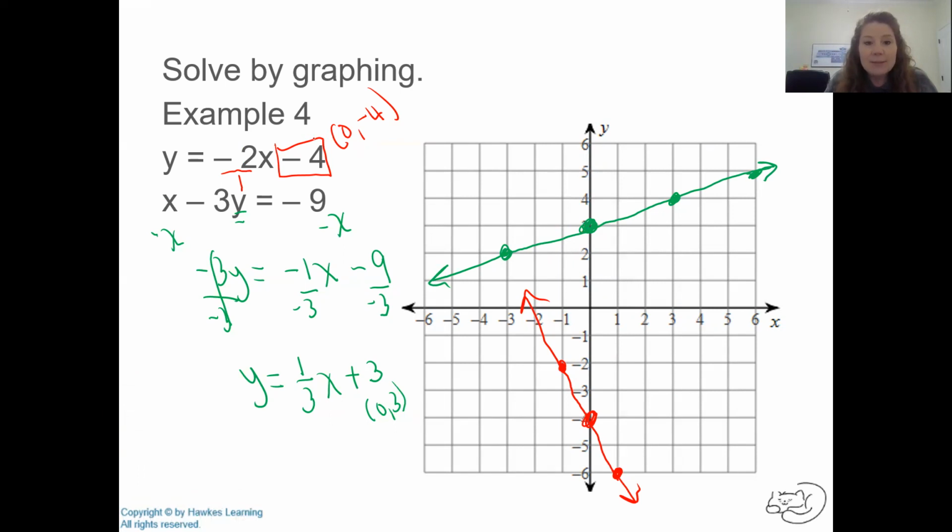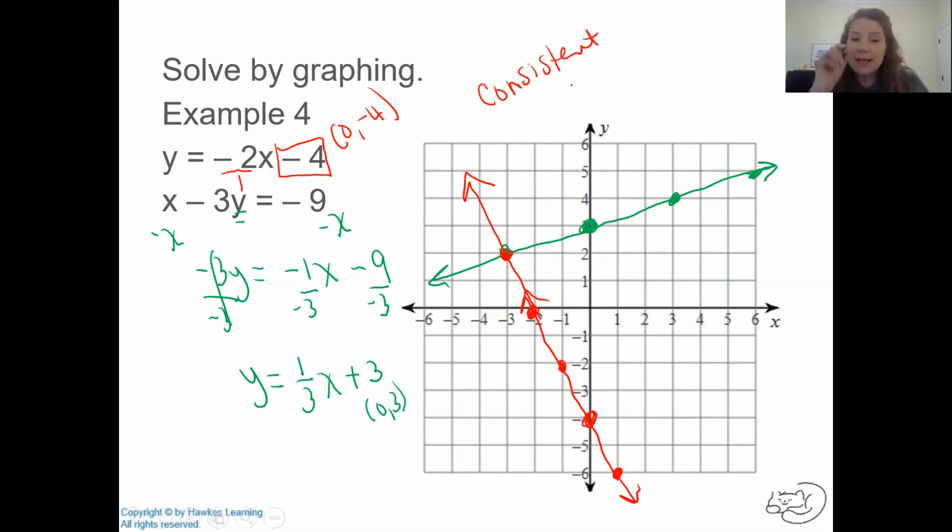So I'm going to go back up to the top line. And we started off with (0, -4). Then we went up 2, left 1, up 2, left 1, up 2, left 1. Yep. So look at that. That's exactly where these two lines would intersect. So there's one solution, so that means they are consistent.